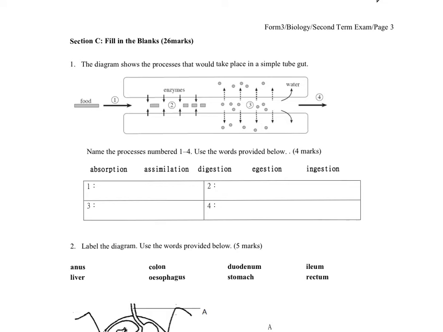Okay, for section C, fill in the blank, vocabularies are provided, so it's quite simple. Number 1 is ingestion. And number 2, we can find enzyme in step 2, so number 2 is digestion. For number 3, only absorption is accepted because we can find in the diagram only the substance from the alimentary canal entering the body. So no assimilation can be found, but absorption. And number 4 is egestion.